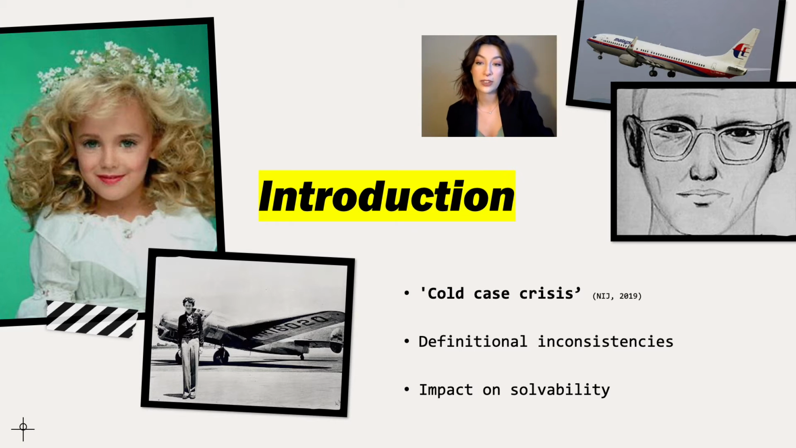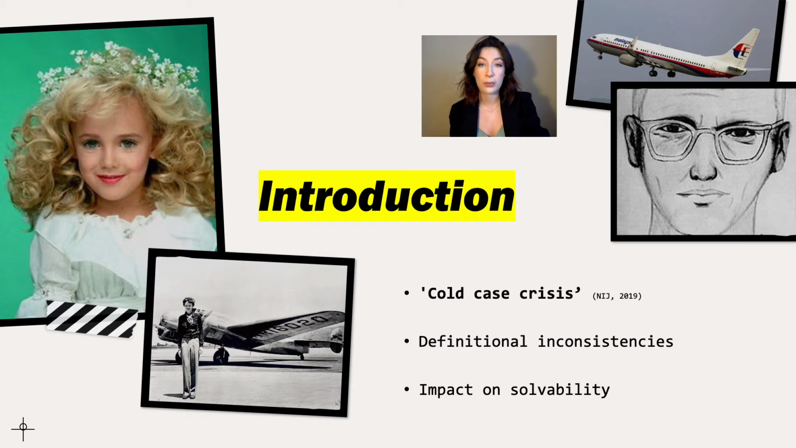Well, these types of cases have accumulated to the point of constituting a cold case crisis, according to the National Institute of Justice. In 2019, less than half of serious violent crimes and only a fifth of property crimes were successfully cleared by arrest. There were also over 85,000 active missing persons cases under investigation that same year.